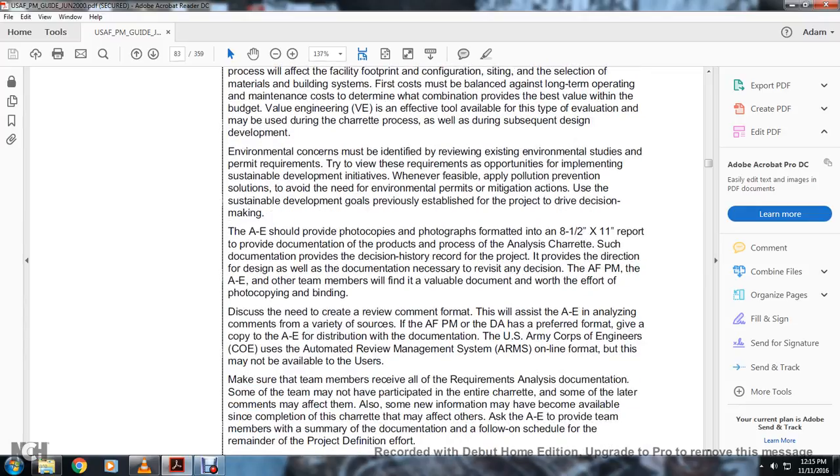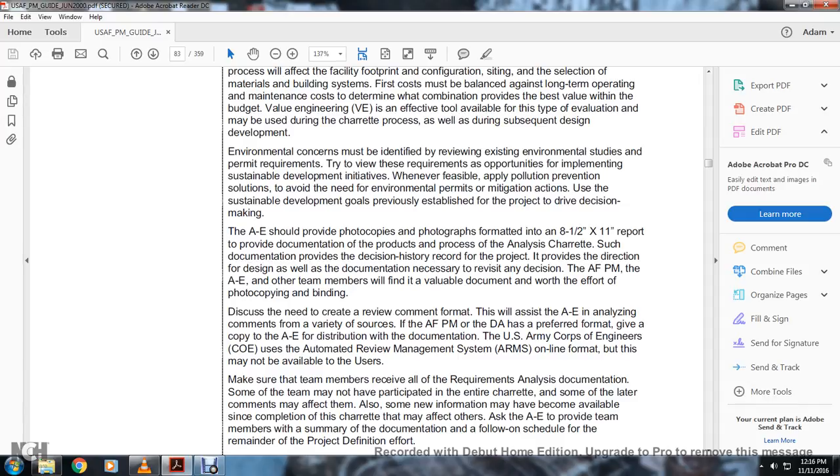The architectural engineer should provide the team with photocopies and photographs, formatted as an 8.5 by 11-inch report, providing the documentation of the process of the analysis charette. The documentation provides the decision history of the record of the project and provides direction for the design, as well as the documentation necessary to revisit any of the decisions. The Air Force program manager, the architectural engineer, and other team members will find it valuable documentation.